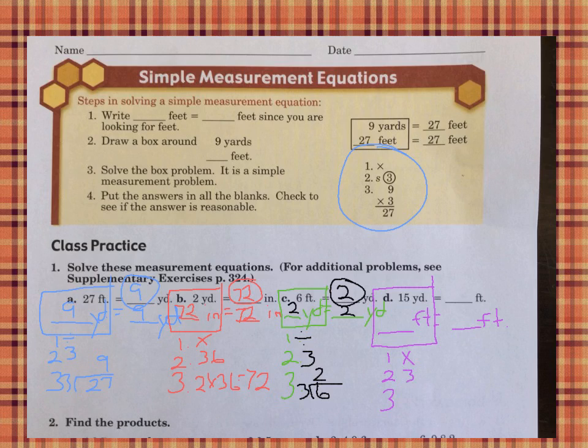And now for our final part, we're going 15 times 3. And when you multiply that, you get 45. So I'll put it where our answer needs to be, 45.